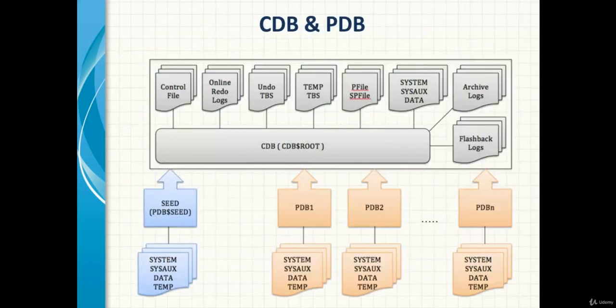So you can see the CDB and the PDB structure. We have control file, online redo log file, undo tablespace, temporary tablespace, SPFILE, PFILE, SYSTEM, SYSAUX, data tablespaces, archive log file, flashback log file, all connected to the CDB. Whereas a PDB will have SYSTEM, SYSAUX, data, temp, and maybe undo in the local undo mode.